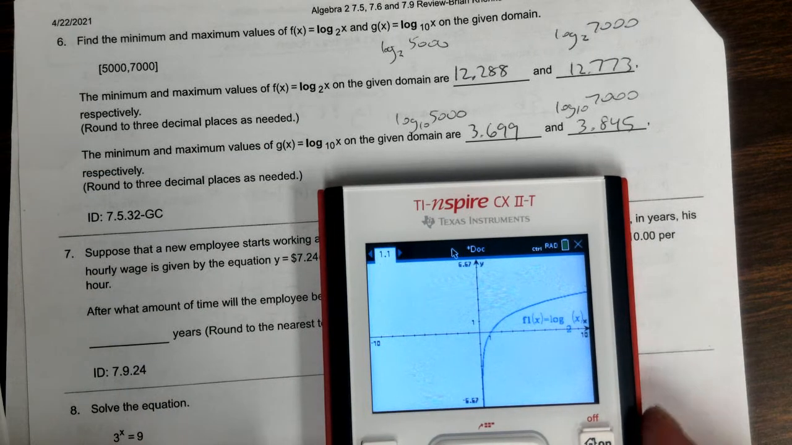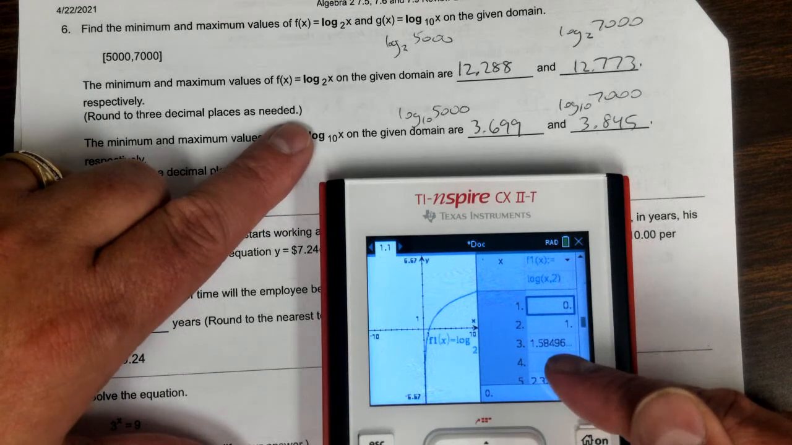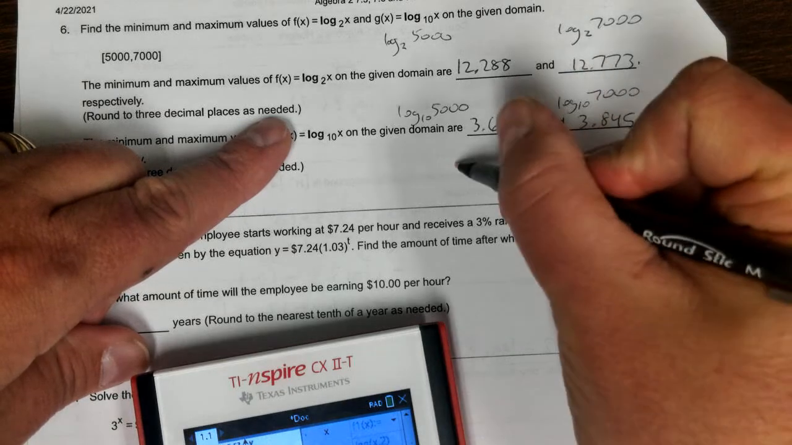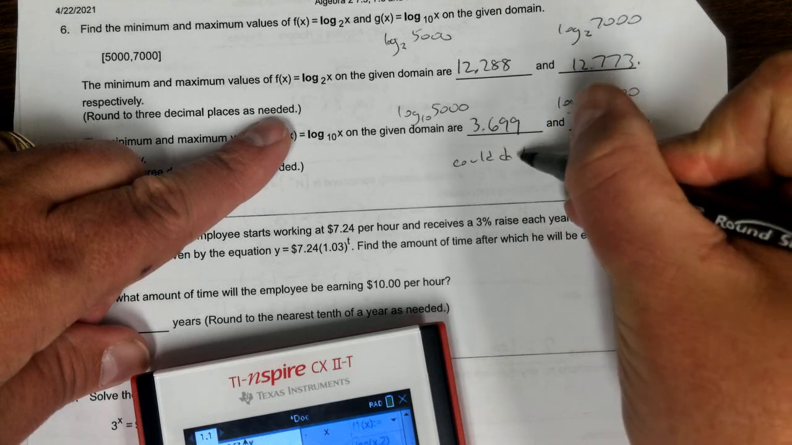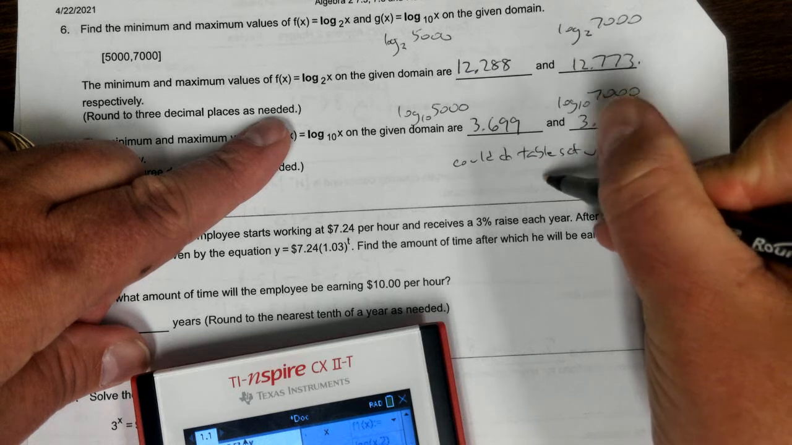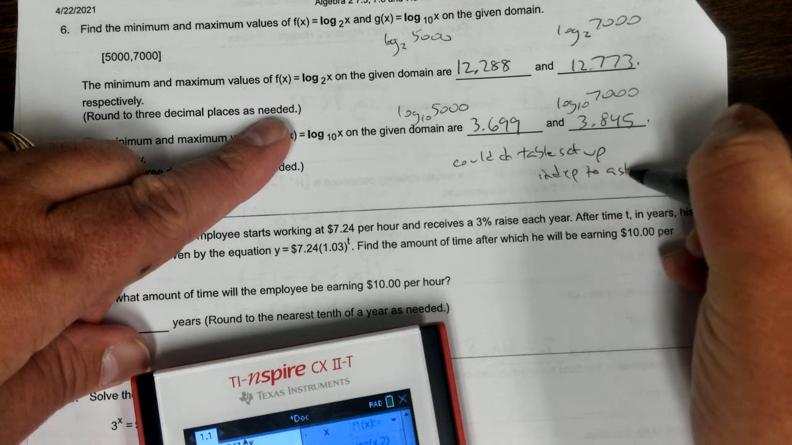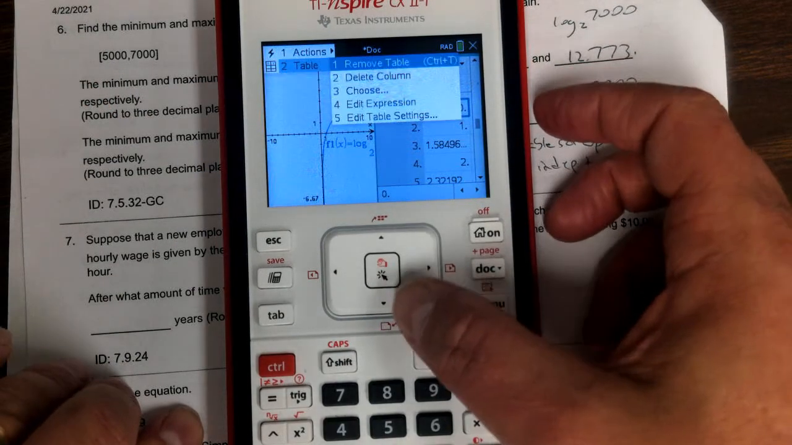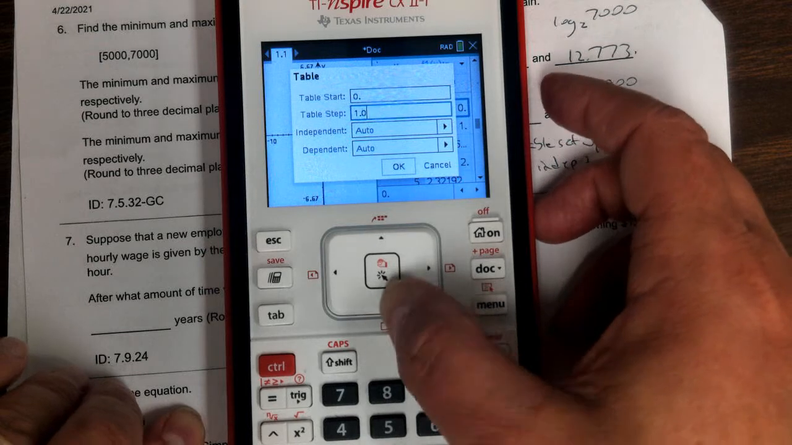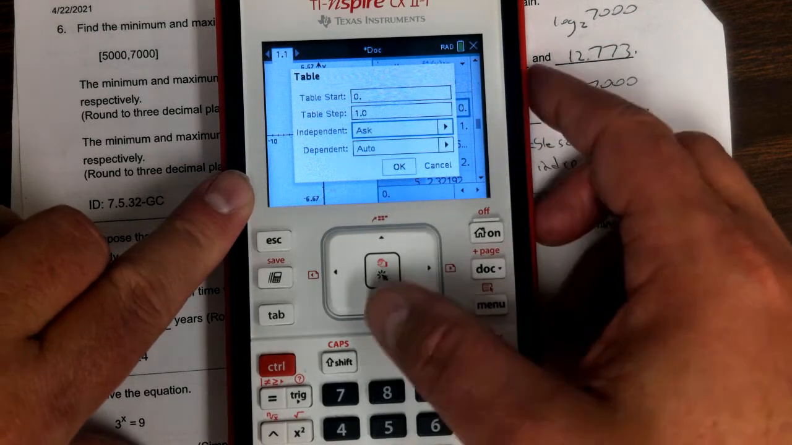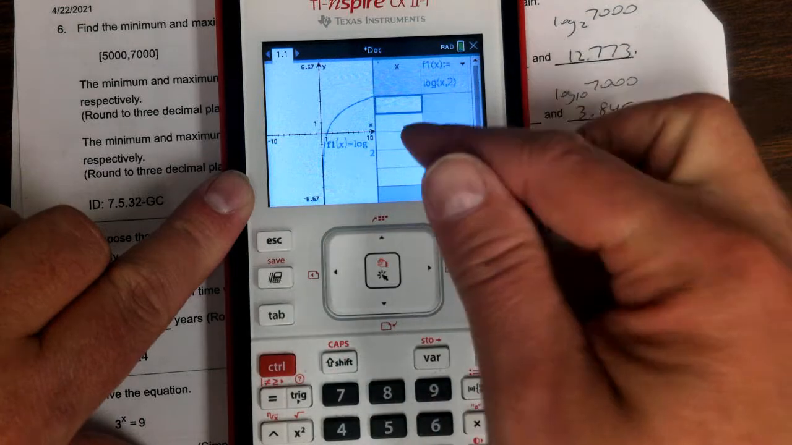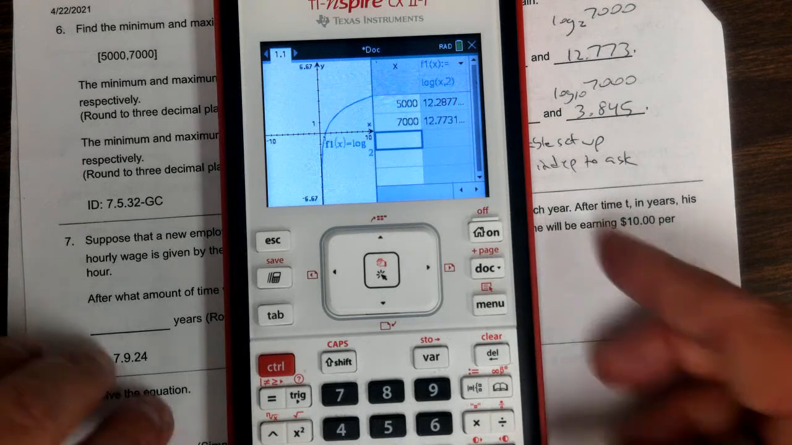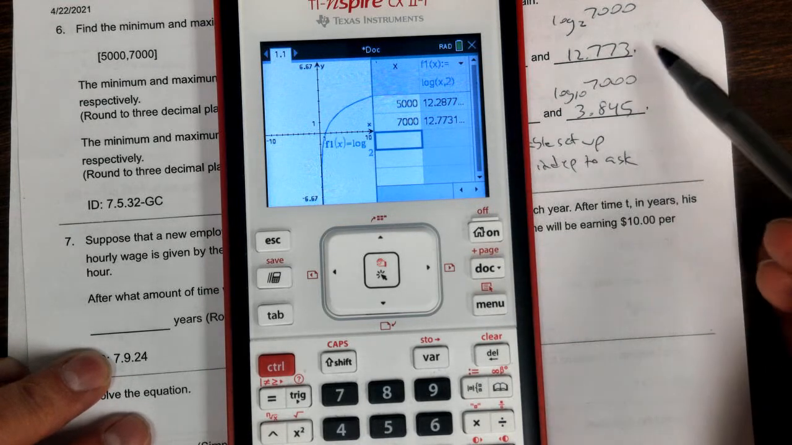Then go to your table, and of course we wouldn't want to scroll down to 5,000, so you could do table setup and change independent to ask. And that would be fast. So we go menu, table, edit table expressions, change independent to ask, and that's where we can plug in for x. You could put 5,000 and then 7,000. So that's how you get your answers.